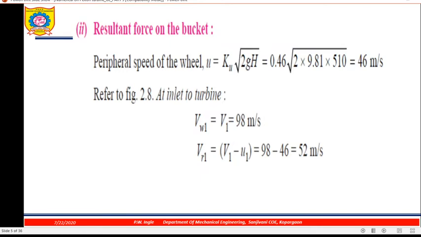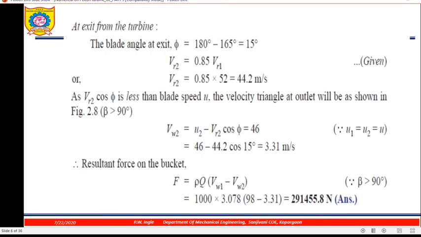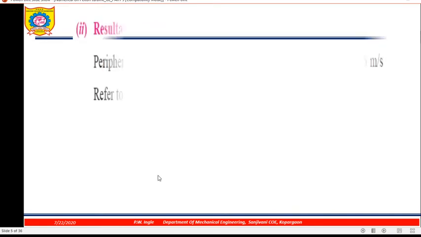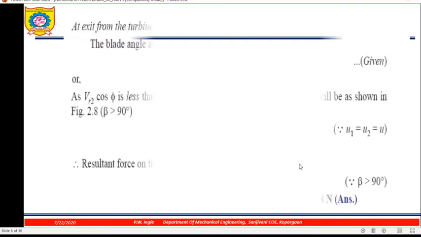Then water power is rho g Q H. Now next, resultant force on the bucket. So what is resultant force on the bucket? Yes, it is rho Q in bracket Vw1 minus Vw2. Now here you see there are two ways to solve. First of all, we'll go step by step. Peripheral speed is Ku under root 2gH. Vw1 equal to V1, 19 meter per second. Vr1 equal to V1 minus U1, so it is 52 meter per second.